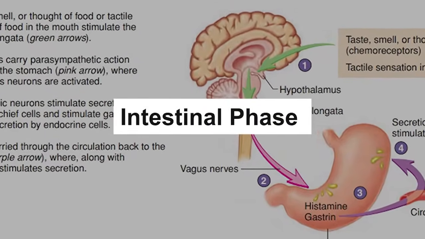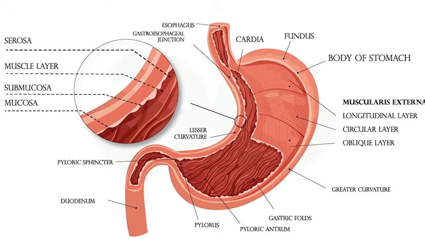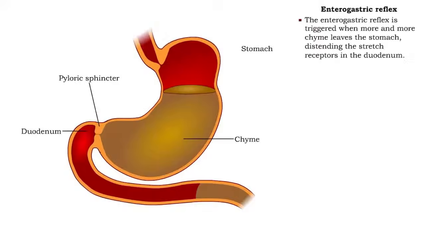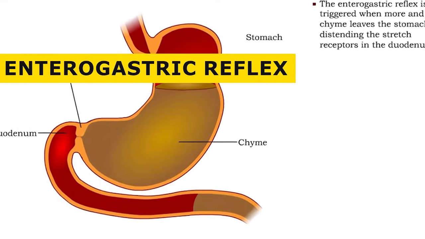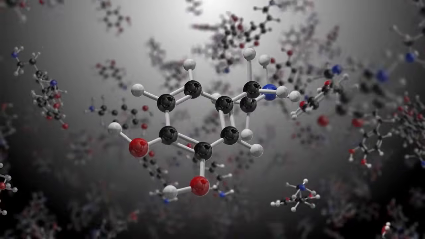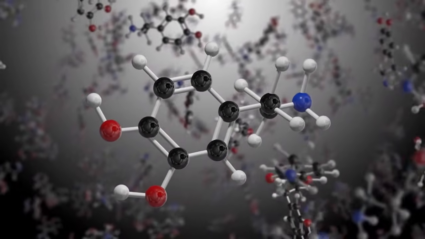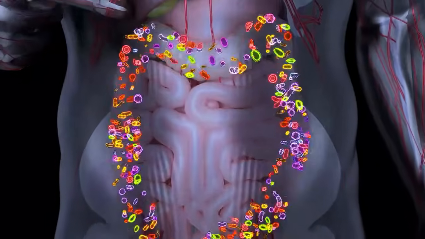Intestinal phase. The intestinal phase starts when chyme enters the duodenum. Initially, it stimulates gastric activity, but subsequently inhibits it through mechanisms like the enterogastric reflex and the release of hormones such as secretin and cholecystokinin. These hormones reduce gastric secretions and slow gastric emptying to allow adequate digestion and absorption in the small intestine.